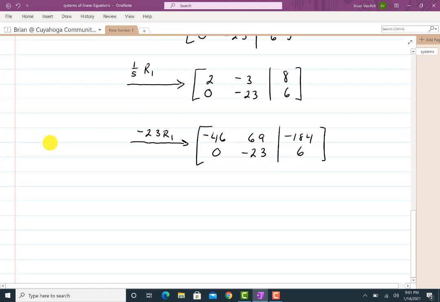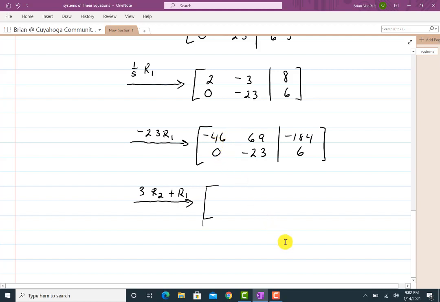Now I can wipe out the item that is right above here by taking 3 times the second row and then adding it to the first row. So this looks like this: 3R2 plus R1. Now this is the beauty of what we're doing here. This 0 will have no effect on this entry. So that entry is done for the rest of the problem. That's the beauty of getting zeros in these places.